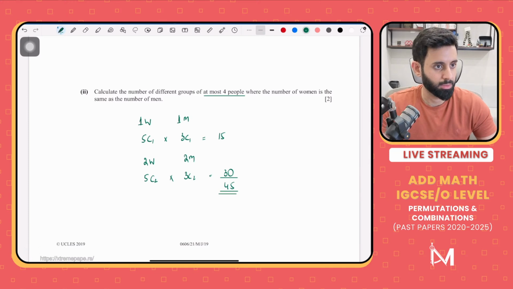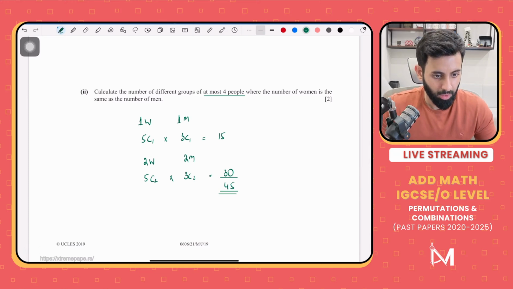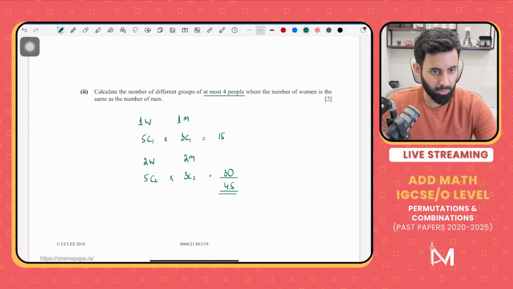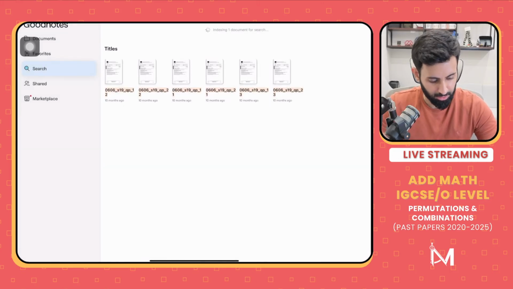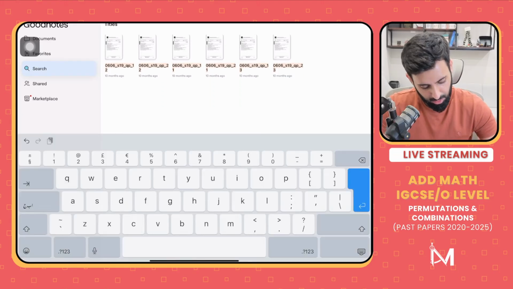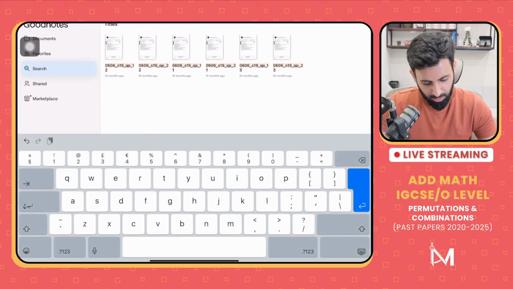Now, let's do the next question. We have the May, June 2017 question 5, Paper 2 variant 3.